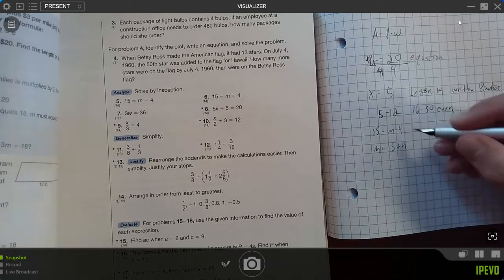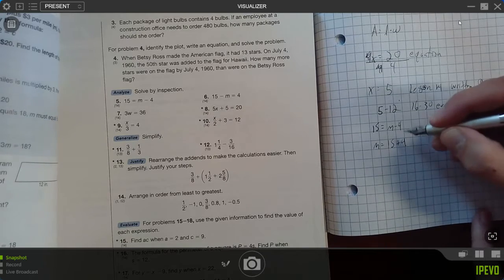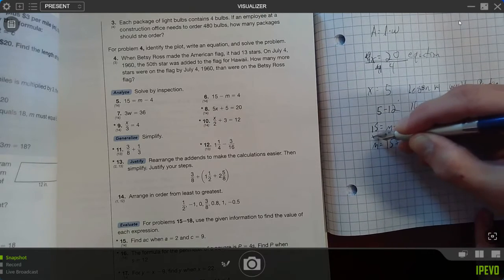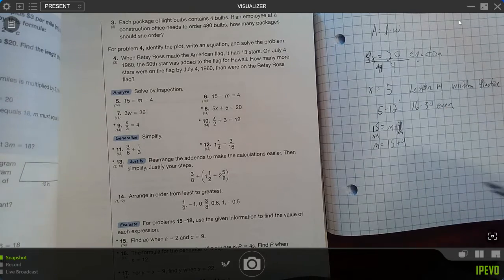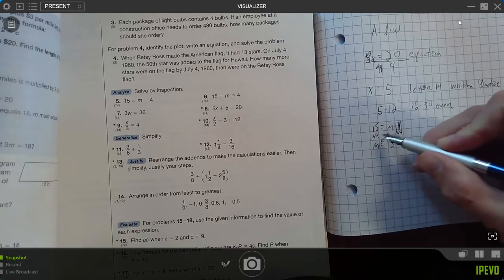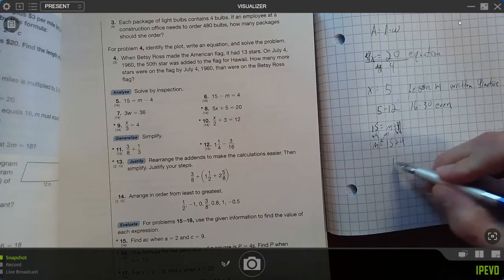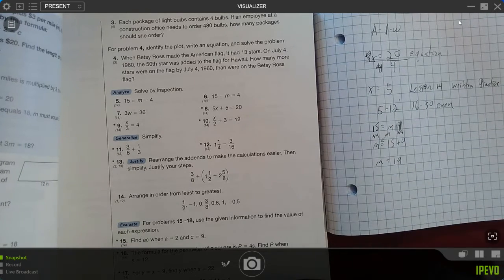You can also get the same result by adding 4 to both sides. Okay. And what this does is it cancels out here, so we get our m. And then we get 15 plus 4, which gives us 19. Okay.